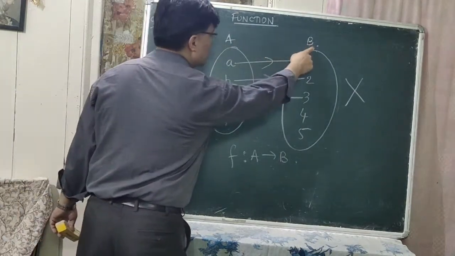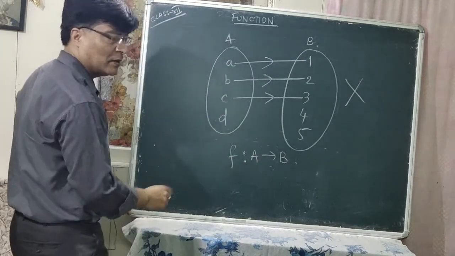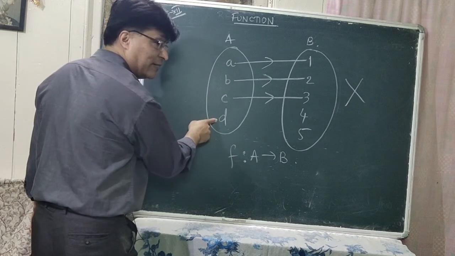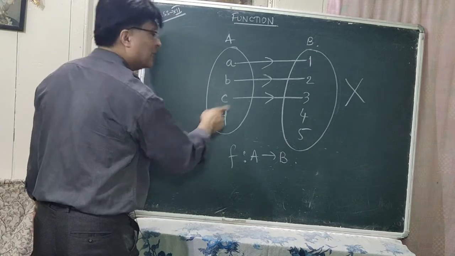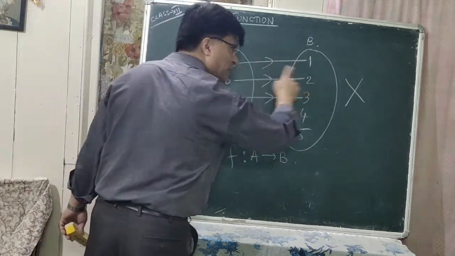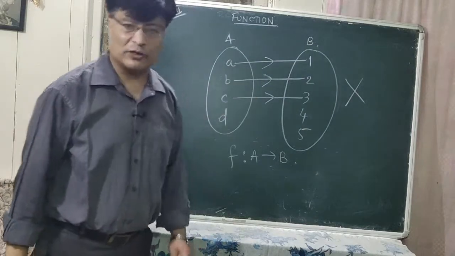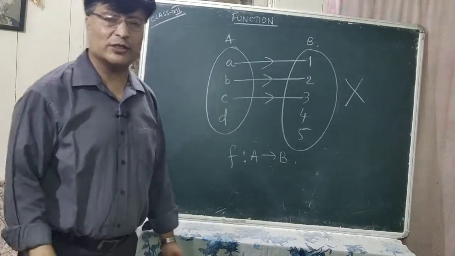From the set A to the set B, f such that A to B. For each and every element of the set A, they should have a unique image in the set B. Then this is known as a function. Is that clear?